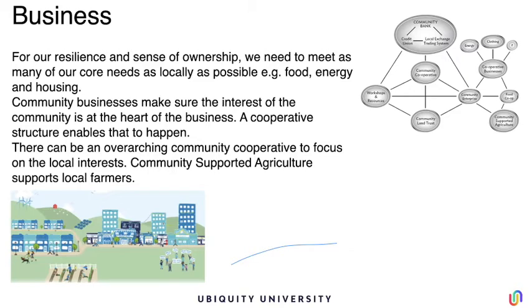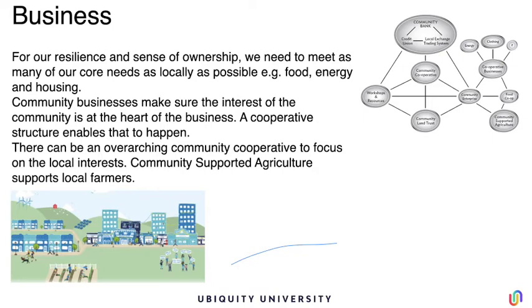So the next step is, how do we make it possible for us to meet as many of our core needs as locally as possible, so that we're not dependent on providers outside of the community who we don't know, and the quality of whose service we don't know, we don't know the ethics of their business. So how do we create a context that enables us to meet as many of those needs as locally as possible? For example, our food, energy, and housing needs.